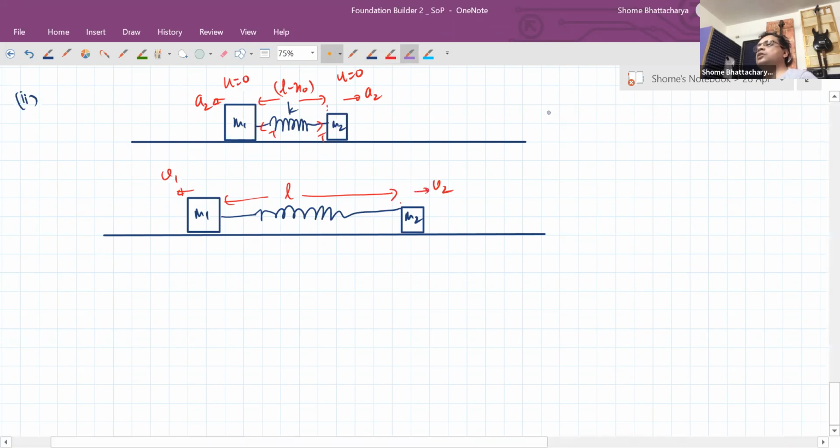But between here to here, what is happening? Initial velocity of center of mass is 0. Acceleration of center of mass is 0. So the center of mass does not move.